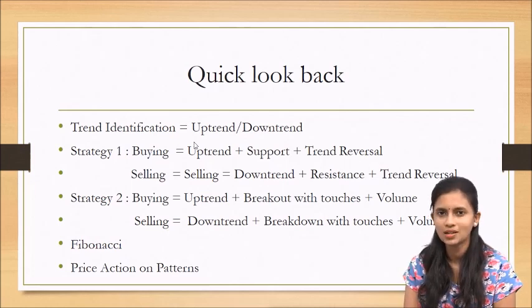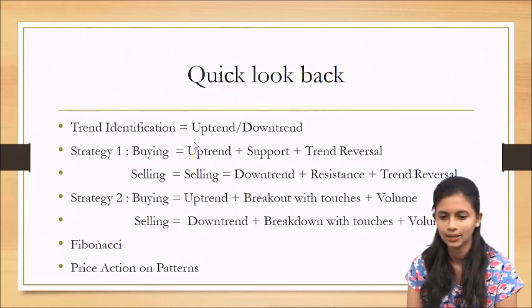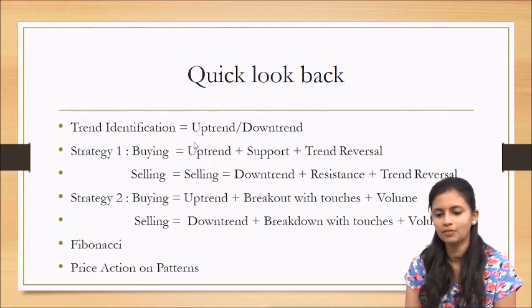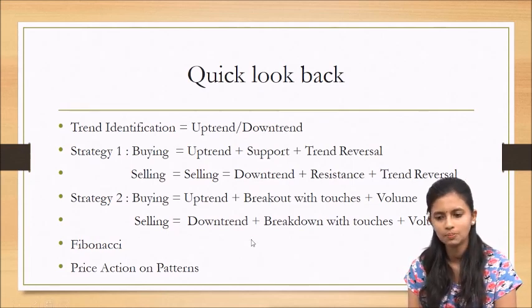Now strategy 1 is rarely found. You can apply strategy 1 when you are working for 30 minutes or more than that. Strategy 2 you will find every time, everywhere, which is more likely to occur. So if you are going for buying opportunity, then uptrend plus breakout with touches plus volume. If you are going for selling opportunity, then downtrend plus breakdown with touches plus volume.